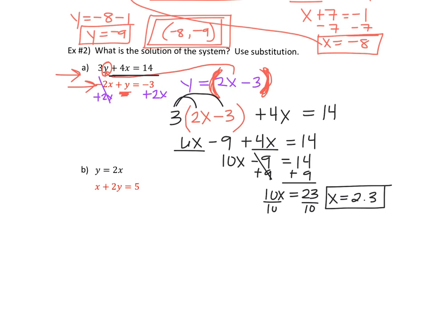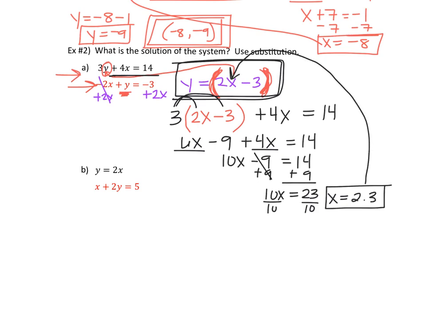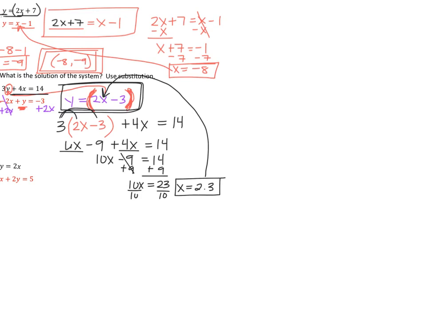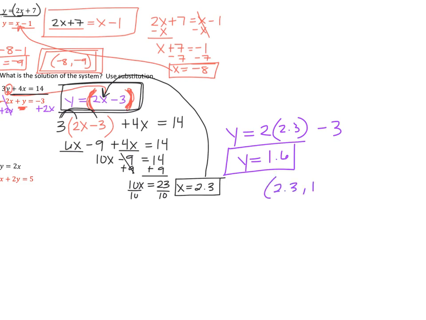Now we're going to plug it back in, and you can actually plug it into the one that you changed. That's probably the easiest one, as long as you changed it correctly. I would plug it in there. So we're saying y equals 2 times our x value, which is 2.3, minus 3. So that comes out to 4.6 minus 3, which is 1.6 for my y value. So my answer is the point 2.3, 1.6. So this is my answer.